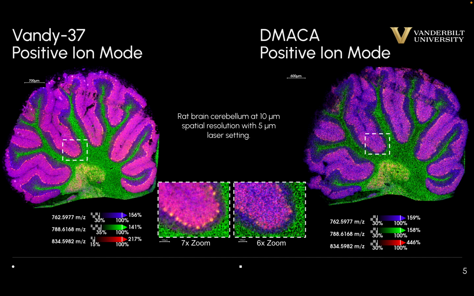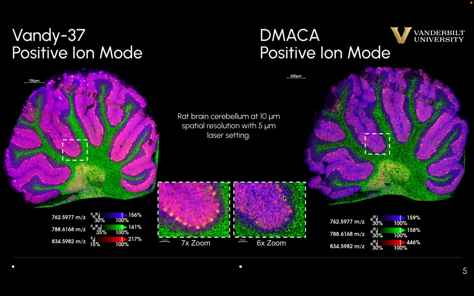Here is a rat brain cerebellum at a 10 micron spatial resolution with a 5 micron laser setting. On the left is Vandy 37, on the right is DMACA, and both of these were taken in positive ion mode. As expected, we can see that Vandy 37 does outshine DMACA, since we know that Vandy 37 works incredibly well in positive mode. Not only is the signal more clear and also more intense, but if we zoom in onto particular sections on the tissue, we can see that there are also some physical features that we would have missed. The Purkinje cells that line the gray matter of the brain would not have been able to be viewed if we had just used DMACA in positive mode.